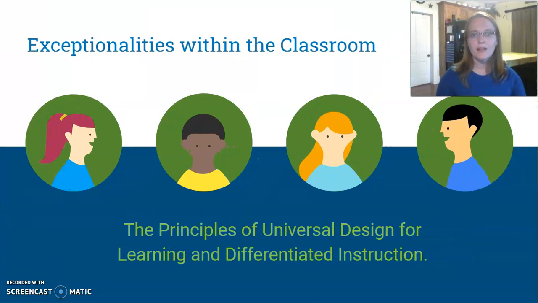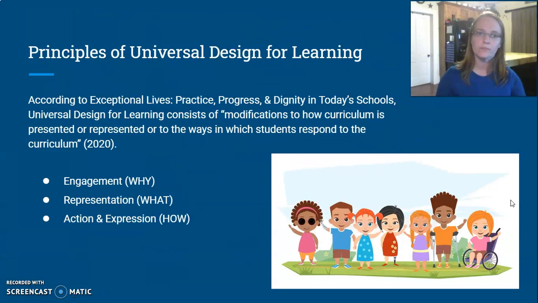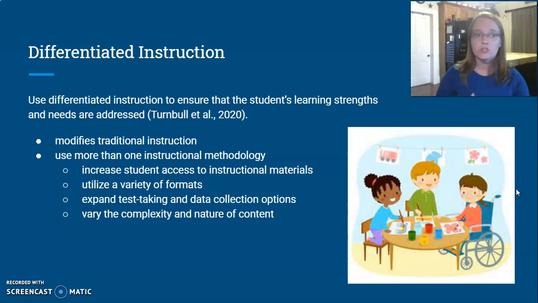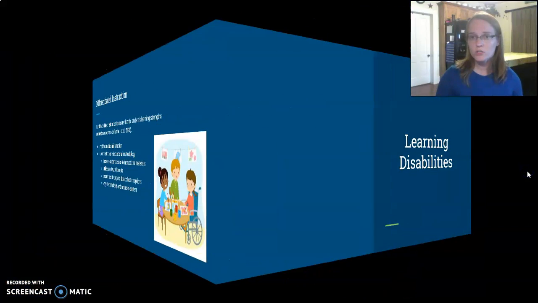Today we're going to discuss the exceptionalities within the classroom and the principles of universal design for learning and differentiated instruction. According to our text, the principles of universal design for learning are basically modifications to how curriculum is presented or represented, or to ways in which students respond to the curriculum, such as engagement, representation, action, and expression. Differentiated instruction is to ensure that students' learning strengths and needs are addressed, and that's basically modifying our instruction, providing a complex variety of content and the methods in which we approach or teach it to our students.